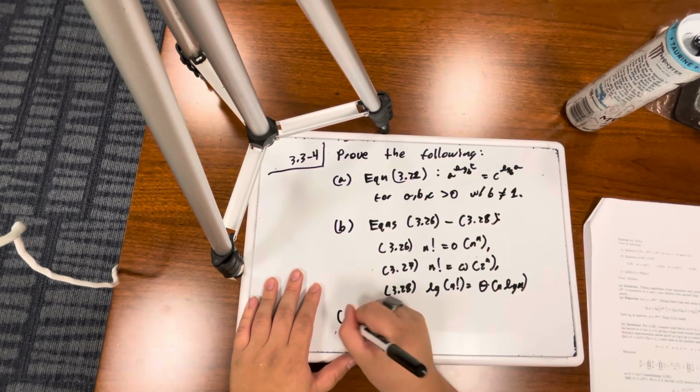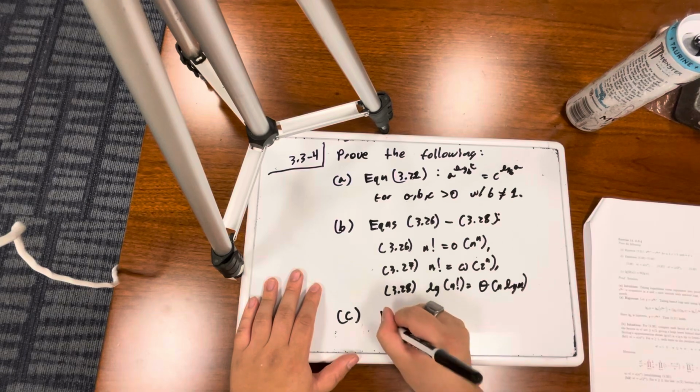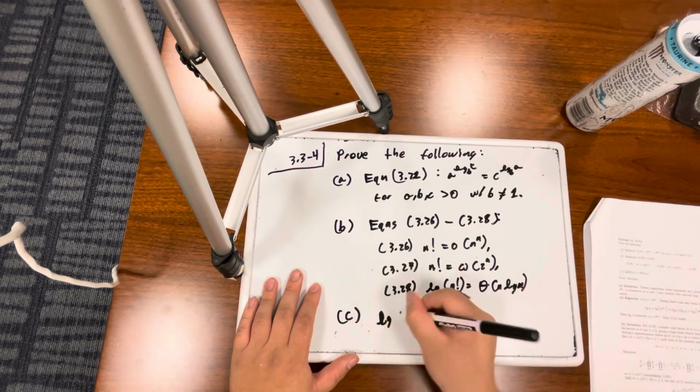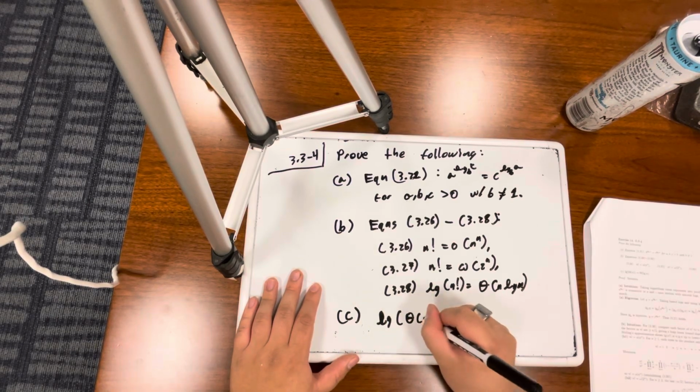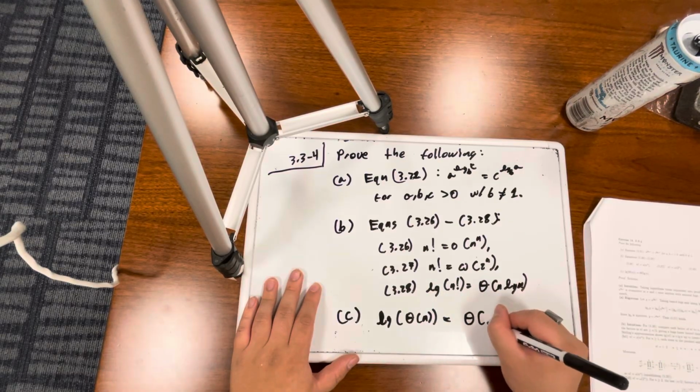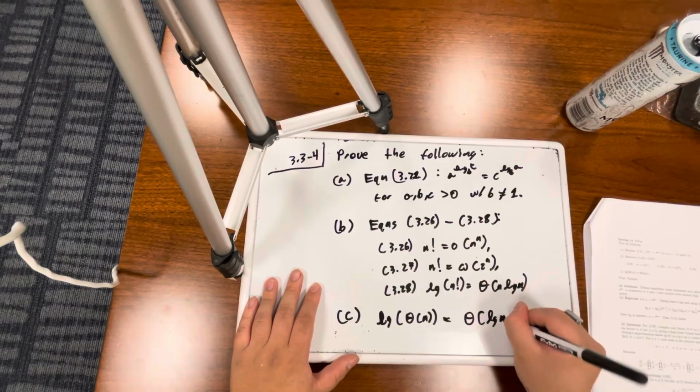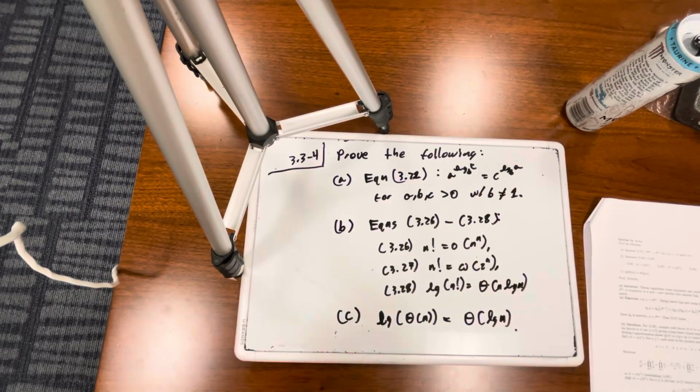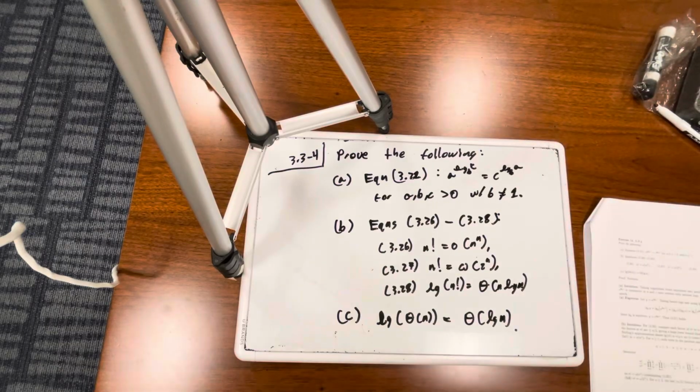And here's a final bit, which is part C. So log of theta of n is equal to theta of log n, which is interesting. Okay, so that's what we have for exercise 3.3-4.